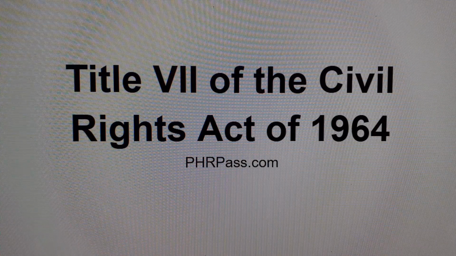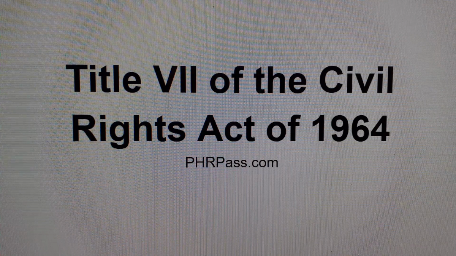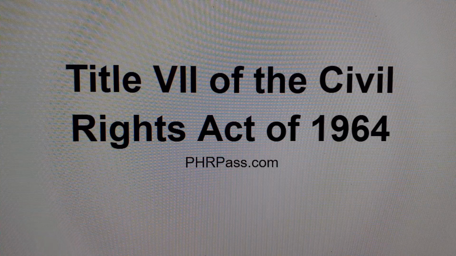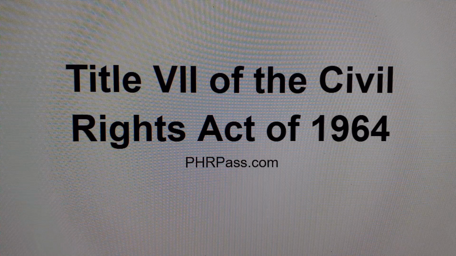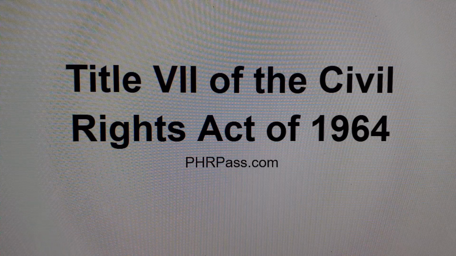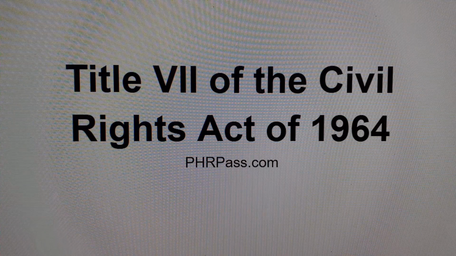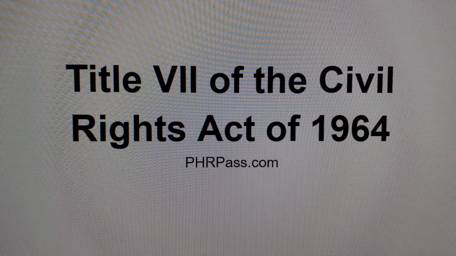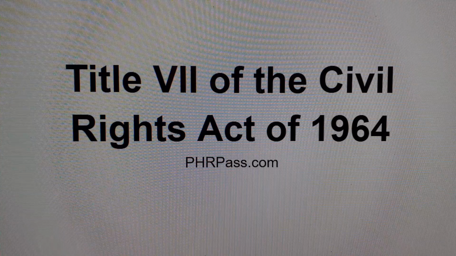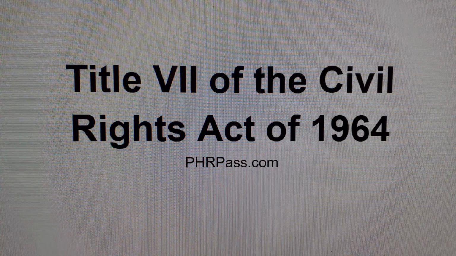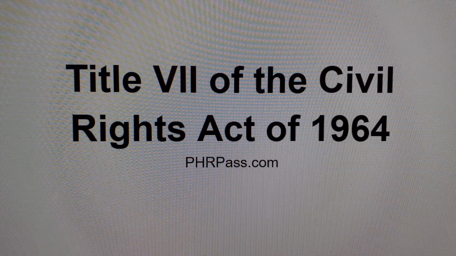Title VII of the Civil Rights Act of 1964. No race, color, religion, sex, or national origin discrimination. Title VII of the Civil Rights Act of 1964 makes it illegal to discriminate based on race, color, religion, sex, or national origin (RCRSNO).